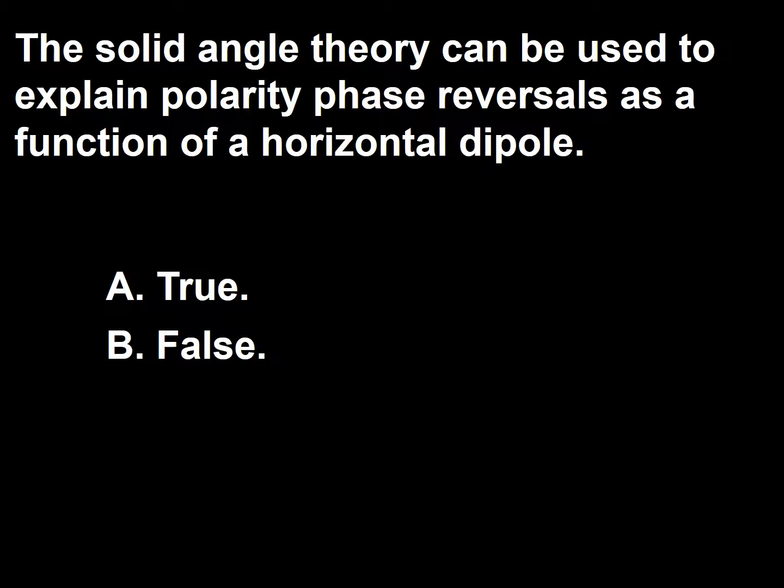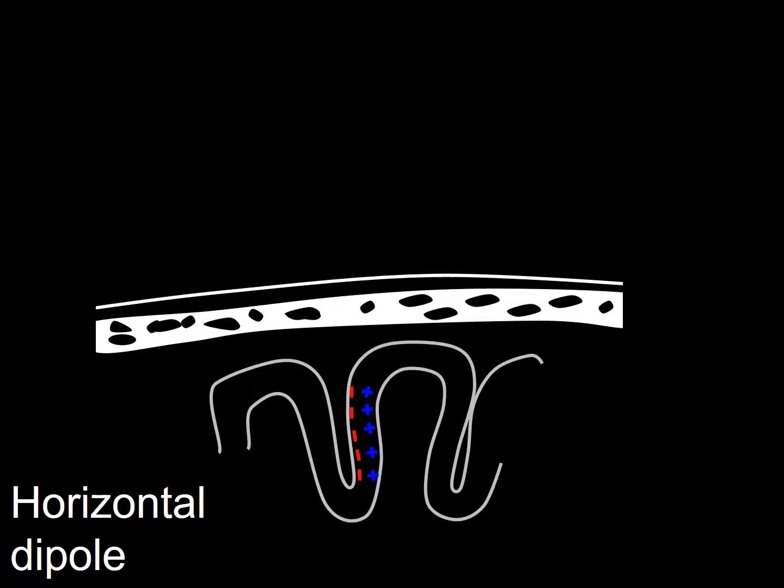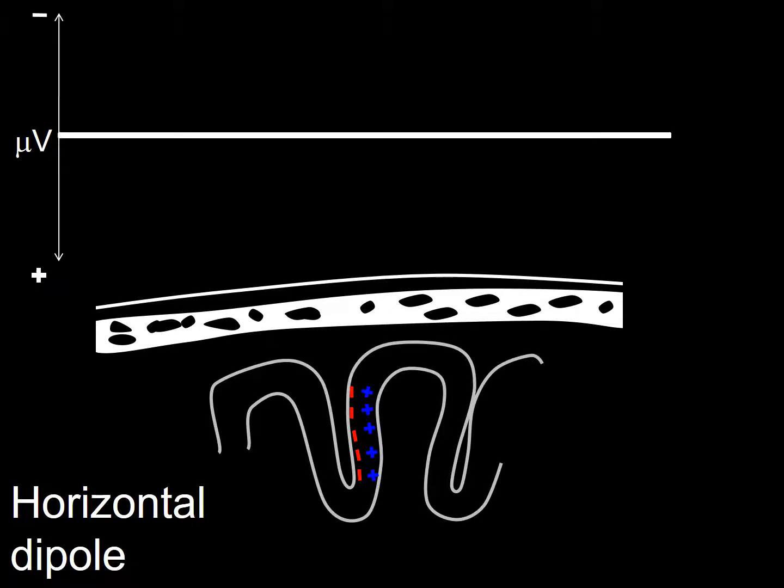Next question. The solid angle theory can be used to explain polarity phase reversals as a function of a horizontal dipole. A, true. B, false. On this frame, I am representing a horizontal dipole that, as expected, is occupying the wall of a gyrus. Above, I have represented a voltage line.